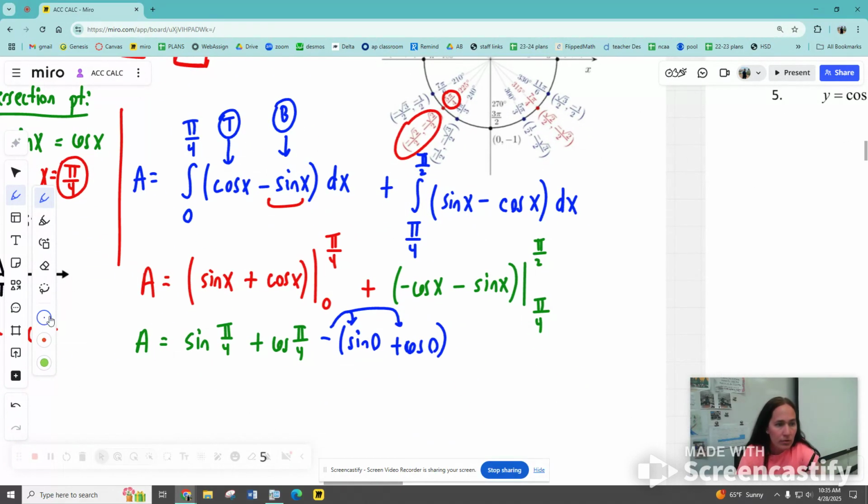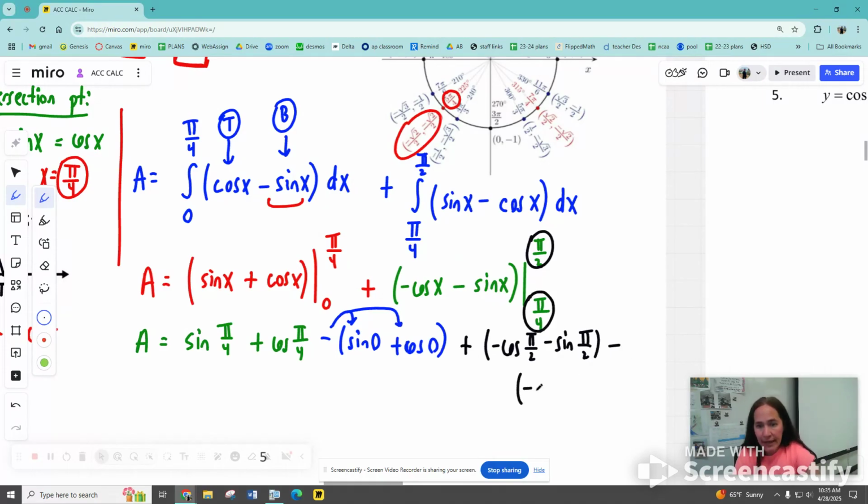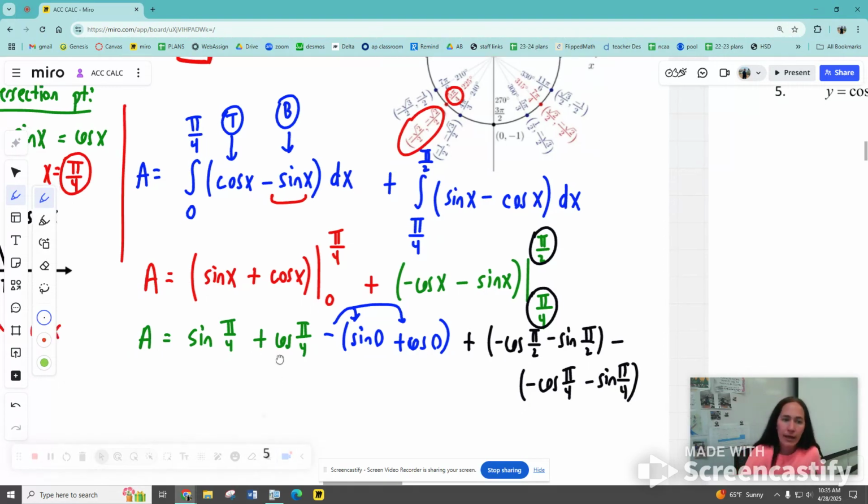Next up, I'll go to the second integral. We got to plug in the top number, pi over 2. So plus negative cosine of pi over 2 minus sine of pi over 2. And then minus what we get when we plug in the bottom number. So minus negative cosine of pi over 4 minus sine of pi over 4. Okay? And here goes the plug-in.